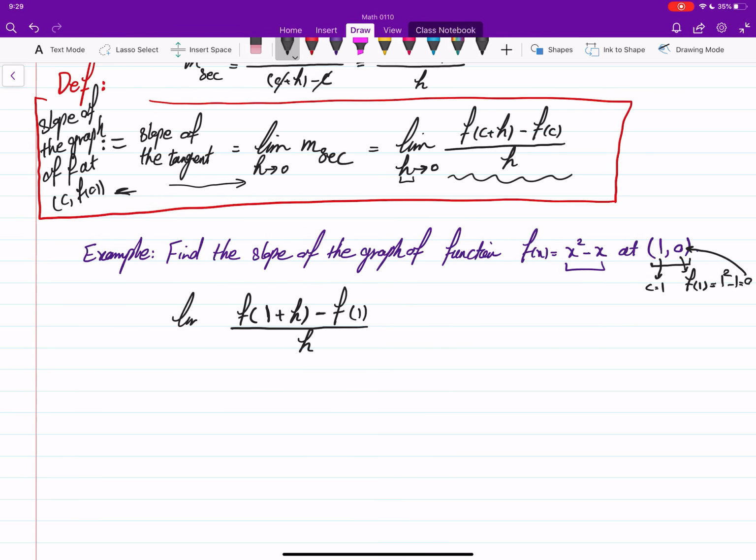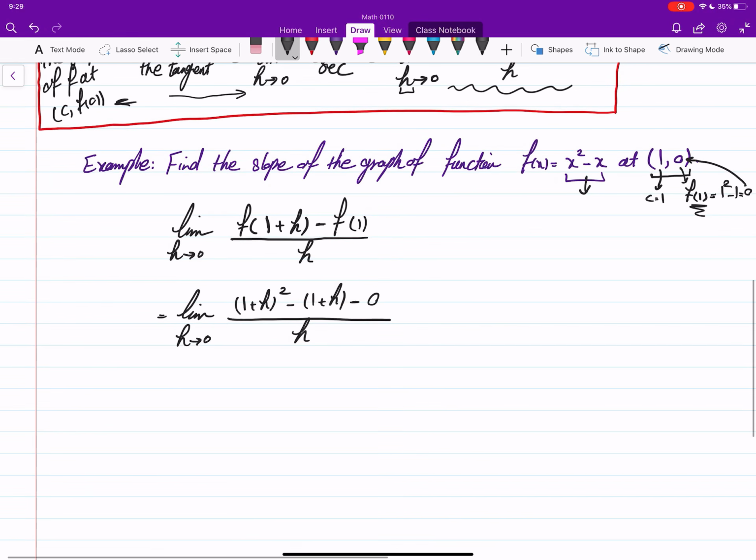Well, I will start from the beginning with the limit. This is the limit of, what is f of 1 plus h? Plug it in here. For x, you put 1 plus h. So I will have (1 plus h) squared minus (1 plus h) minus f of 1. F of 1 we already have, it is 0, over h as h goes to 0. And let's first simplify the numerator.